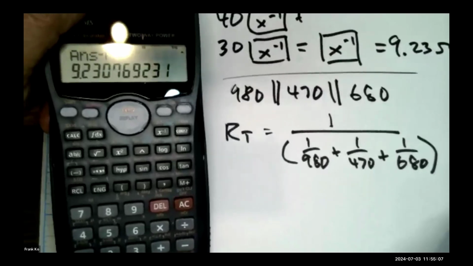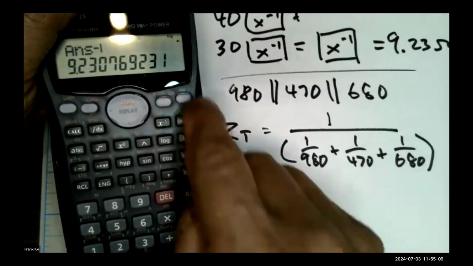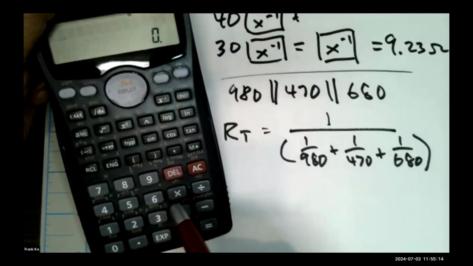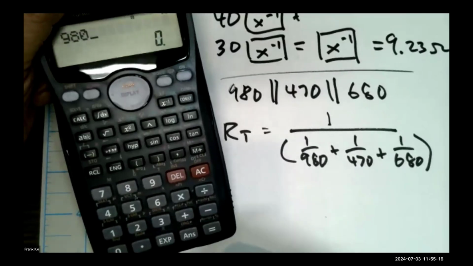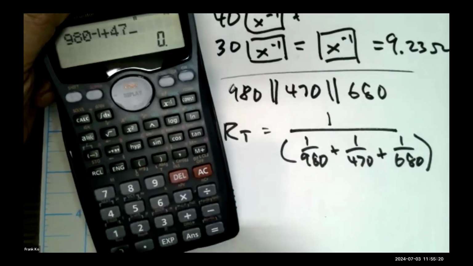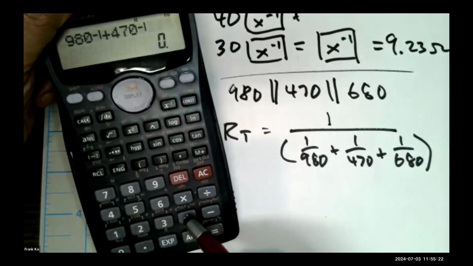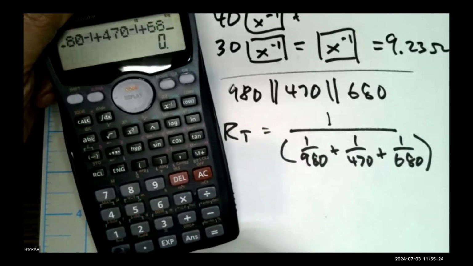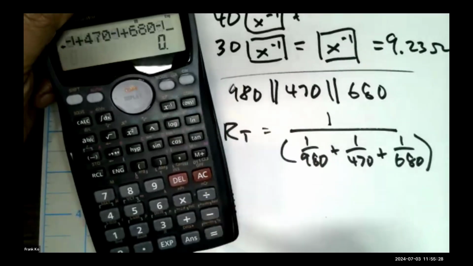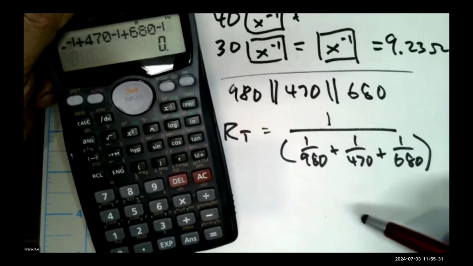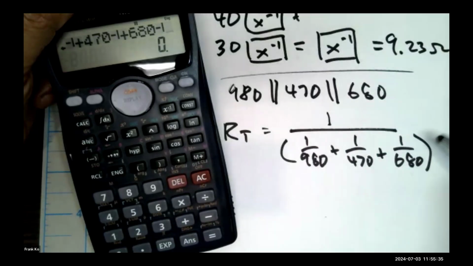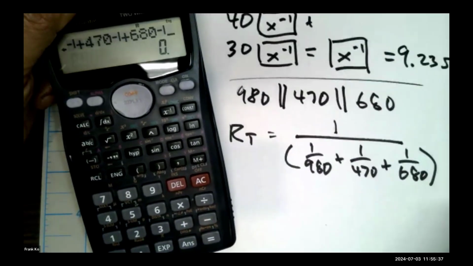Put this up here so you can see this a little better and clear the calculator. All right, so I'm going to do my 980, so 980 right there. I'm going to hit my reciprocal key, add 470, hit my reciprocal key, add 680. Once I added the 680, I have to hit reciprocal. What happens after reciprocal? I do not hit add. There's nothing else to add after the 680. I have to close this with an equal sign.